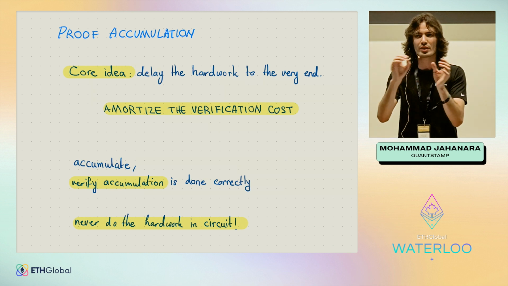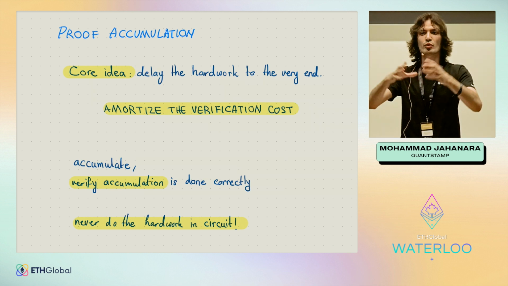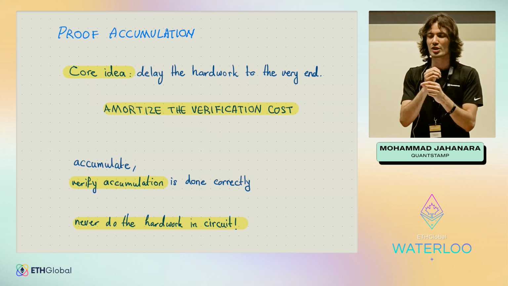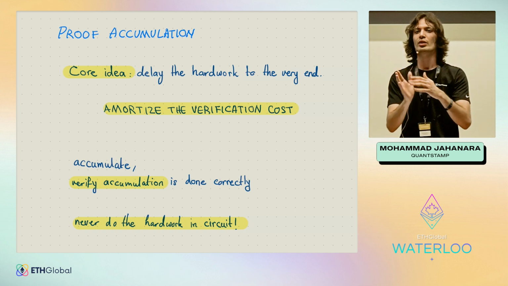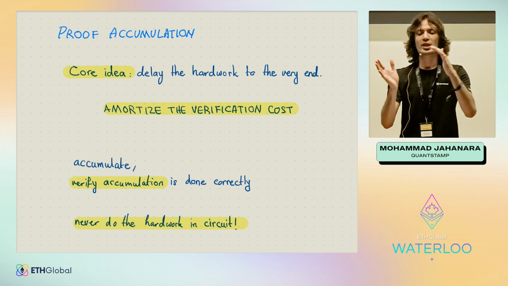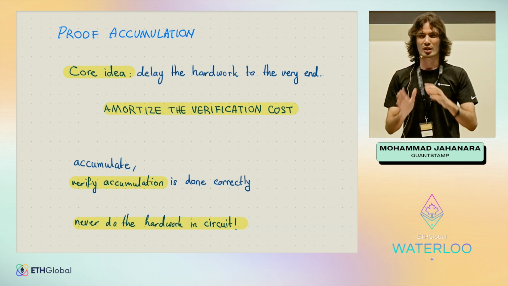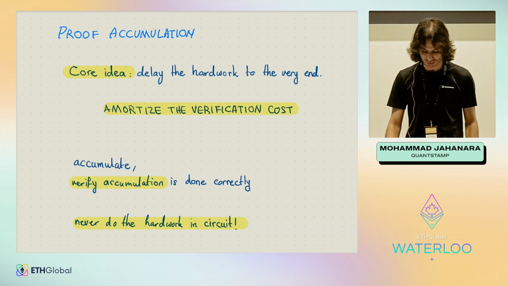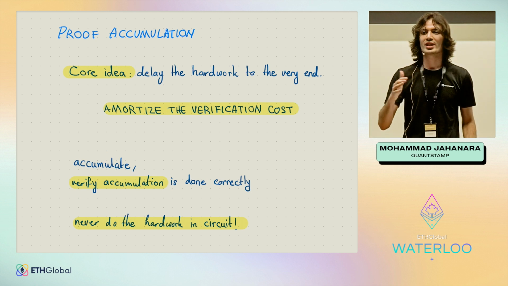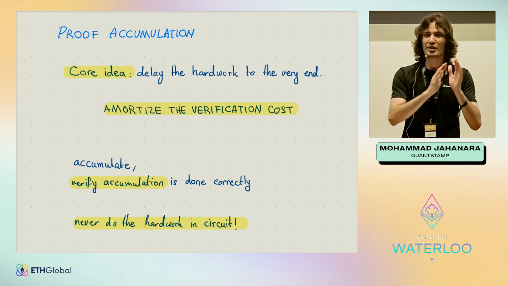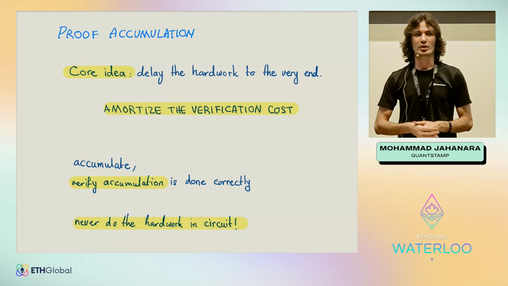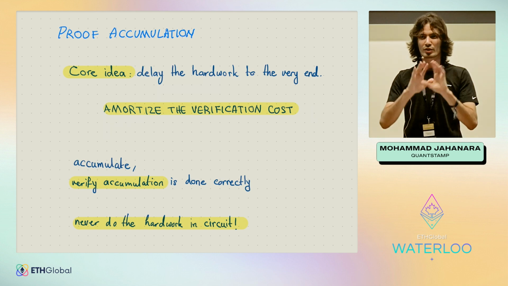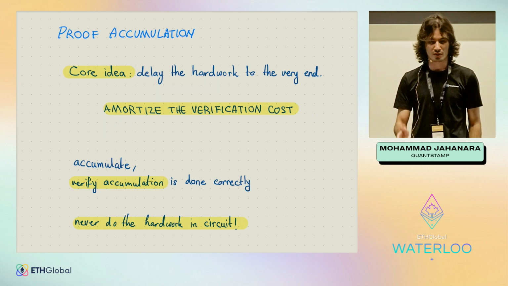So we have to do some verification in circuit, but it's not a full SNARK verification. It's just a verification that the accumulation is done correctly. So the verification is much smaller now, maybe just 10-20% of the original cost of verifying the whole SNARK, okay? And on top of that, we never do the hard work in circuit. Like I told you, at the very end, we have to do this pairing check, but we do it in a smart contract on Ethereum. So the hard work never happens in circuit, which is very nice.